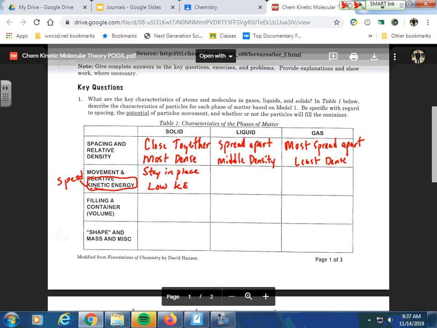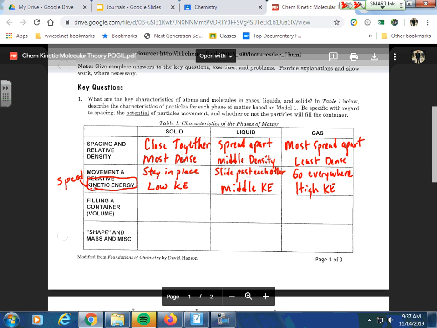Liquids' movement, I should say, the way they commonly phrase it, is that they slide past each other. And this will be the middle kinetic energy, so they're moving a little faster than solids, sliding past each other. Gases go everywhere, and they're moving the fastest, so they have the highest kinetic energy, okay?